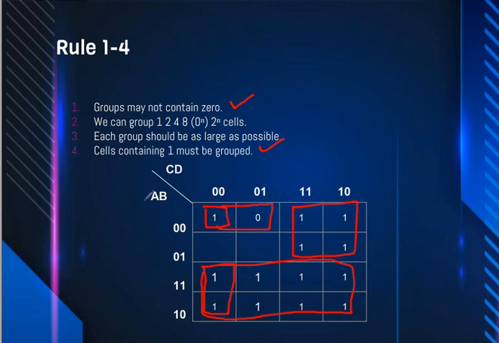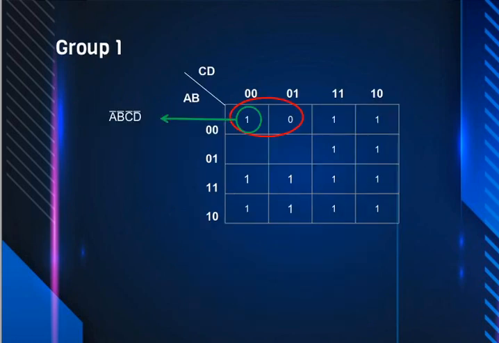So this is a 4 variable K-map, with A, B and C, D, and there will be 16 cells in it. So let's start grouping in this K-map. What is the first group? You can see this red mark. Why are we not grouping this 1 and 0? Because of the first rule, groups may not contain 0. So we'll take this as a group.